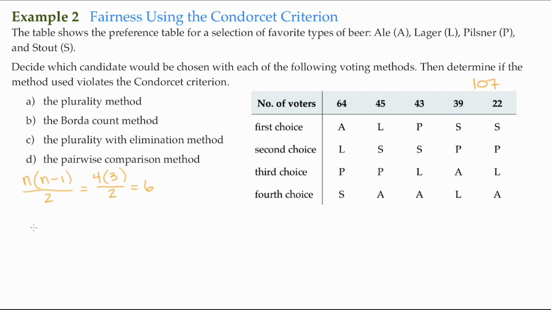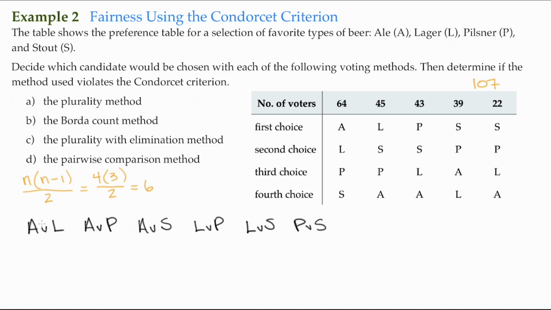We'll start with ale. We'll go ale versus lager, ale versus pilsner, ale versus stout, lager versus pilsner, lager versus stout, and then pilsner versus stout. And I think we got them all: 1, 2, 3, 4, 5, and 6. And then, of course, we just see who is ranked higher, and they collect those votes.